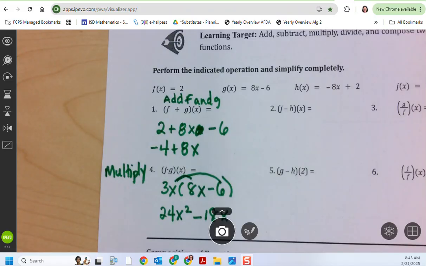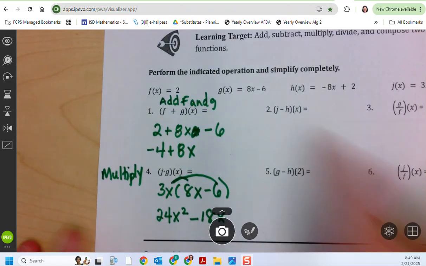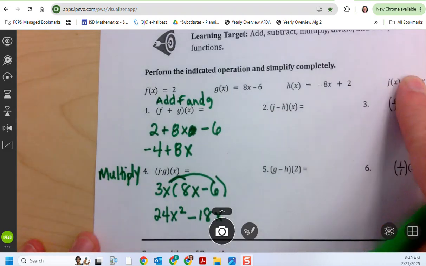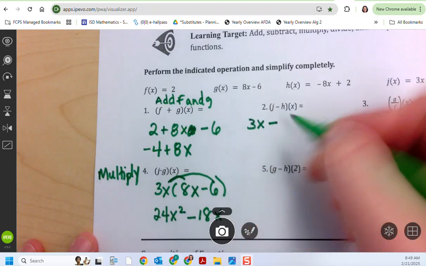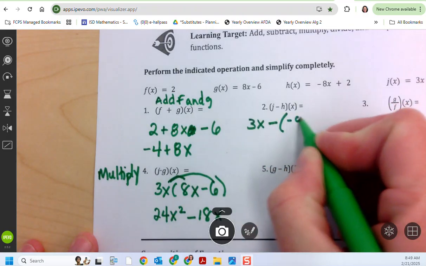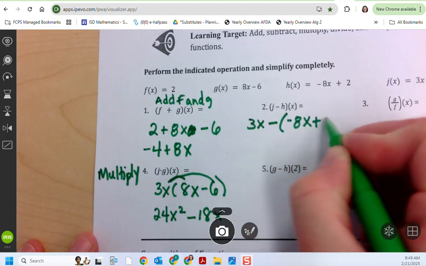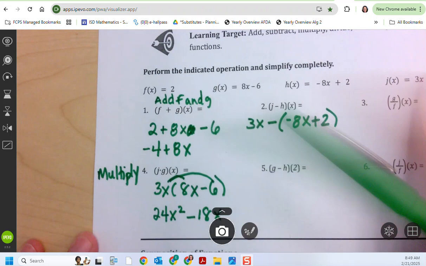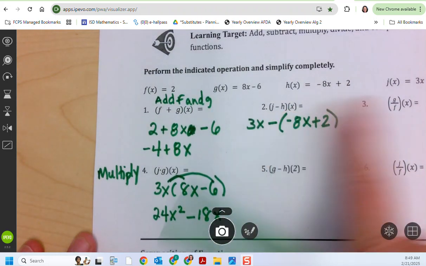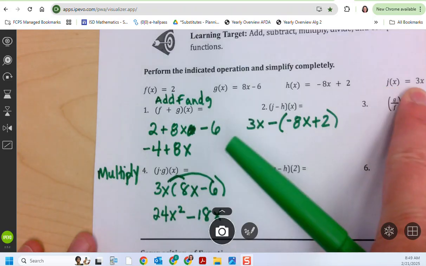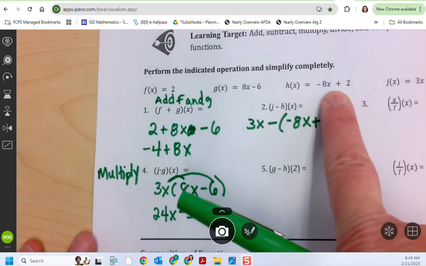All right, so take a moment, please, to do problems 2 and 3. So in this one, you should have subtracted j minus h. So 3x. Wait, Ms. Brown? Yes. How do you know when to? You know how there's like the 4 things at the top? How do you know which one to choose? So they tell you right here. So that says j minus h. So then I look for the one that says j, right?